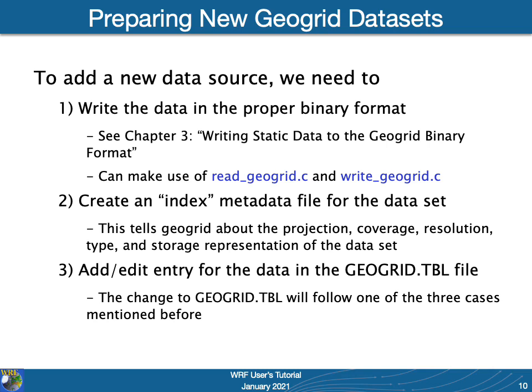Once we've written the data into a binary format that the GeoGrid program can understand, we also need to prepare a metadata file, which is always a text file called index. This metadata file tells the GeoGrid program about the coverage, the spatial resolution, the projection, the type of data, and how many bytes are used to represent each value in our data set. This index metadata file is always saved in the same directory as the data itself. And that is the directory that we specify in our GeoGrid table entries.